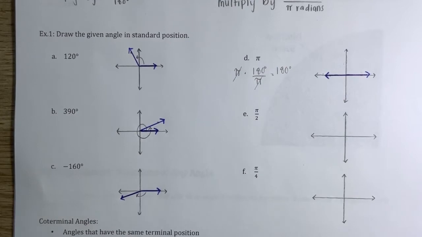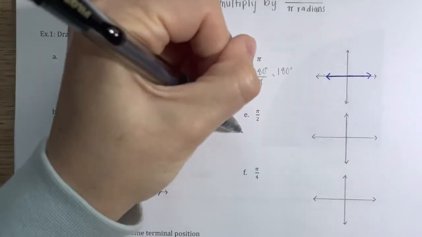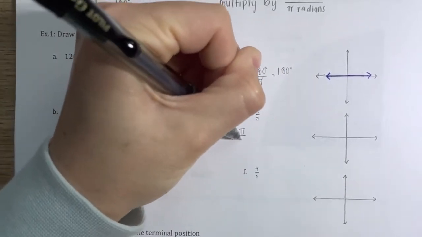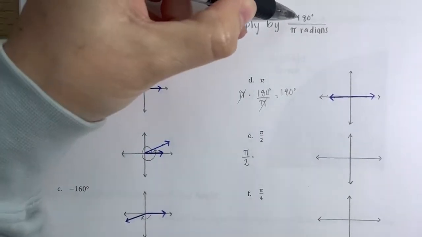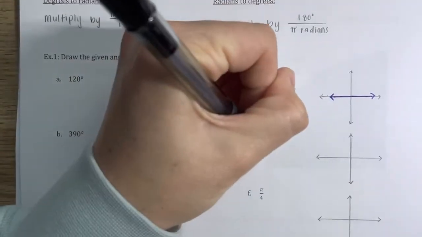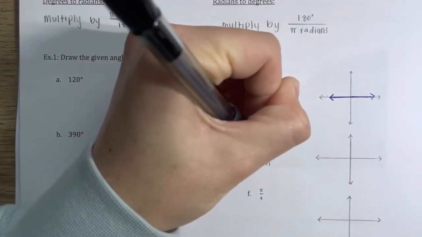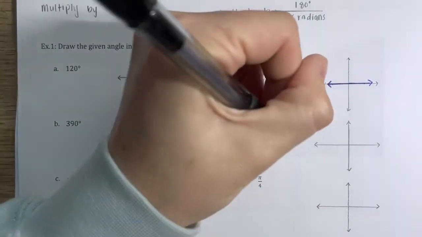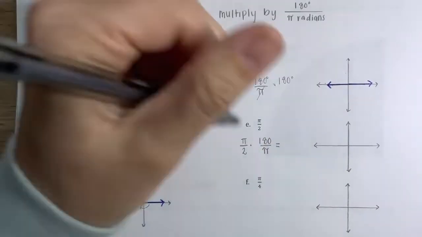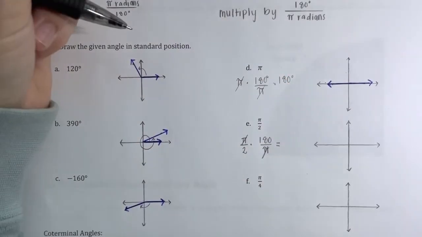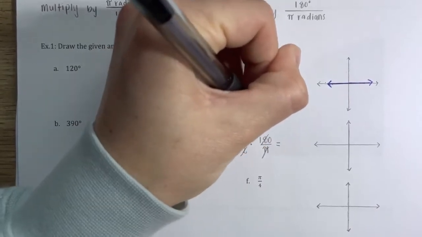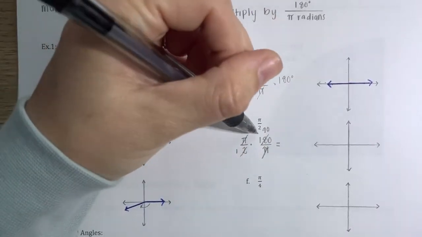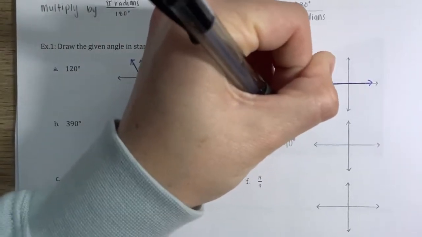And then for E, we have another radian measure, so it's probably going to be helpful to turn it into degrees while we're getting used to it. So I'm going to take pi over 2. And to convert from radians to degrees, I'm going to multiply by 180 over pi. So then the pi's cancel out. The 2 and the 180, those can cross cancel. The 2 becomes a 1. The 180 becomes a 90. So pi over 2 times 180 over pi is 90 degrees.